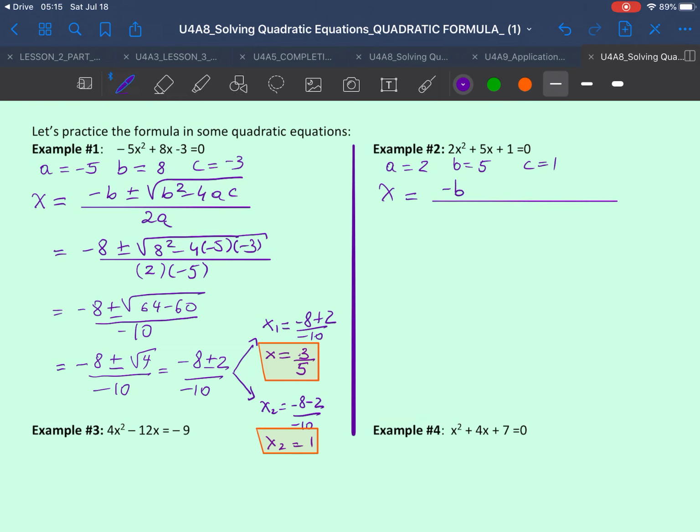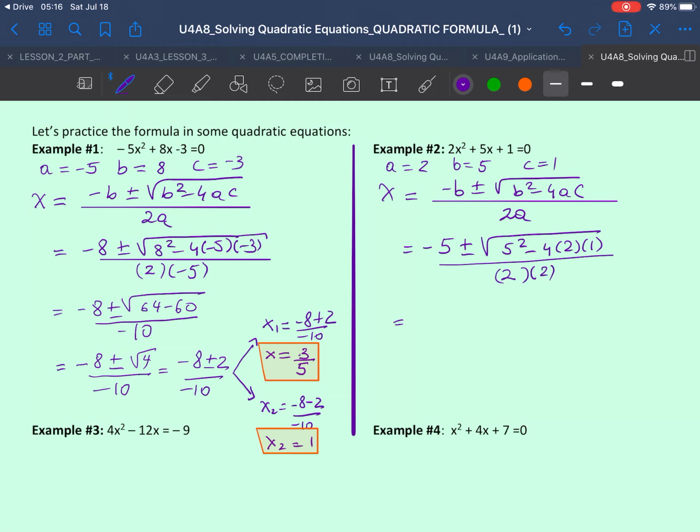Okay. Negative b plus or minus square root of b squared minus 4ac over 2a. Substitute. So negative 5 plus or minus the square root of 5 squared minus 4 times 2 times 1, divided by 2 times 2. So that's negative 5 plus or minus, we have 25 minus 8, so that makes it root 17 over 4.